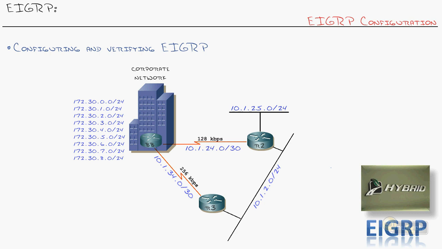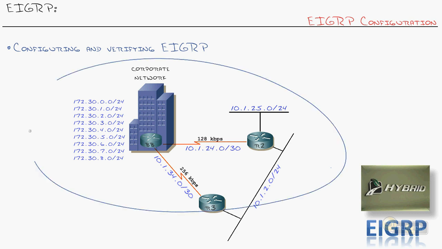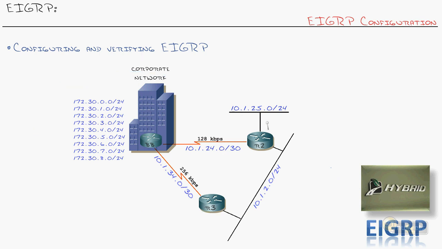Anyway, as you might have guessed, this is the EIGRP configuration nugget. I've got this topology configured. I've set it up in GNS3. The only thing I've pre-configured is the IP addressing. You can see the black box over there.